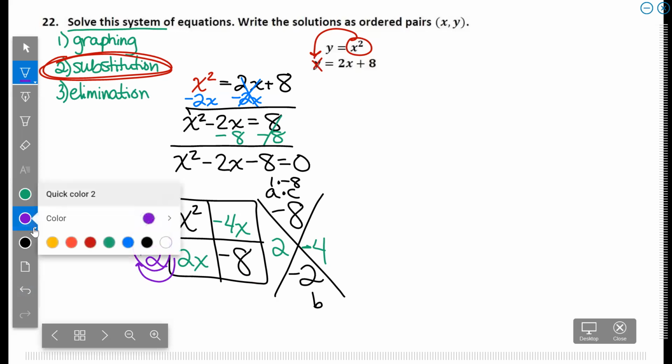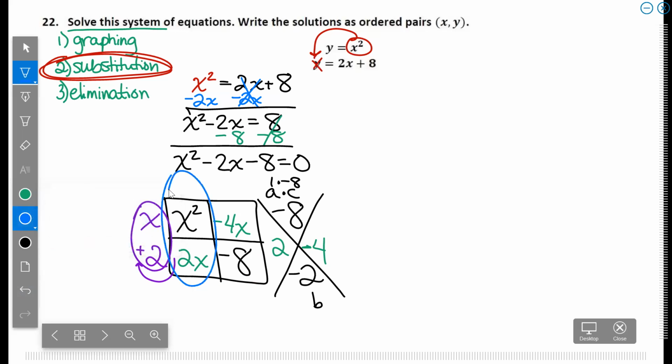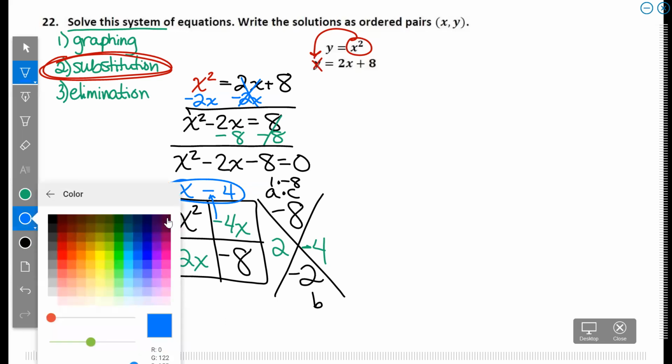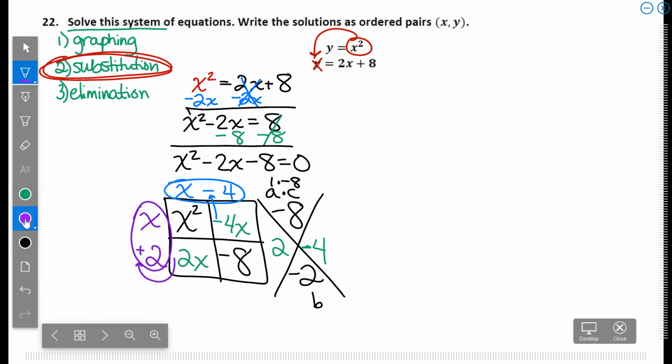Now we're going to go vertically. X squared and 2x, what do those have in common? X. And negative 4x and negative 8, what do those have in common? Negative 4. Again, we pull out the sign of whatever we are touching. So x minus 4. Okay, so I have x plus 2 and x minus 4. I need to solve both of those for x, but then I'm also going to have to find y because this is a system. It said write your solutions as ordered pairs, x, comma, y.